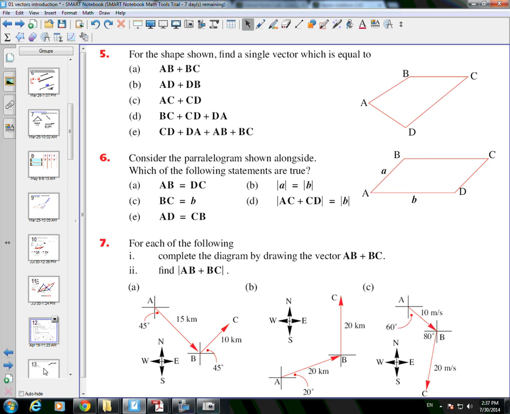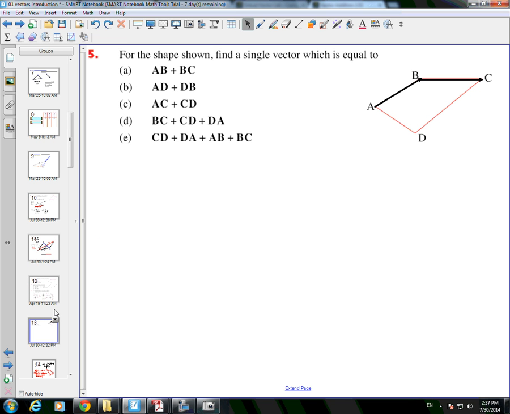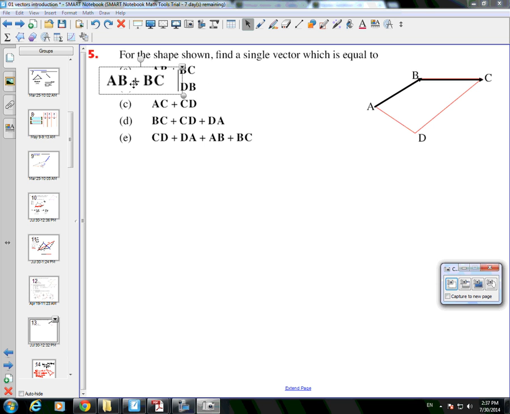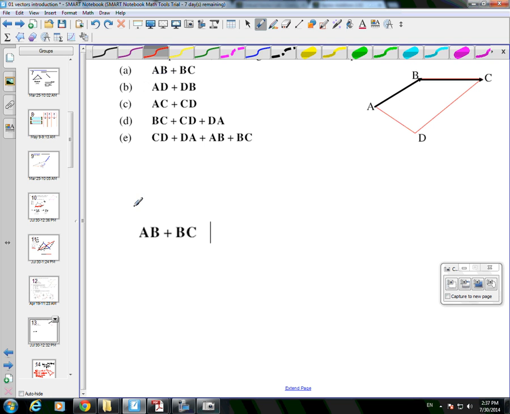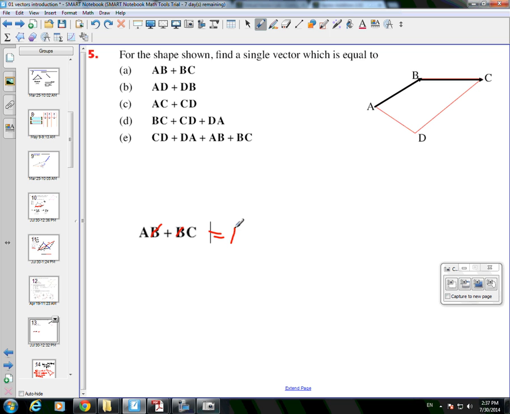Oh yeah, I was going to do this one too, just a little bit. I just want to show you two things. First of all, if you look at this particular sum, AB plus BC, in its purest sense, all we'd have to do technically is cancel the B's and say that that's equal to AC.